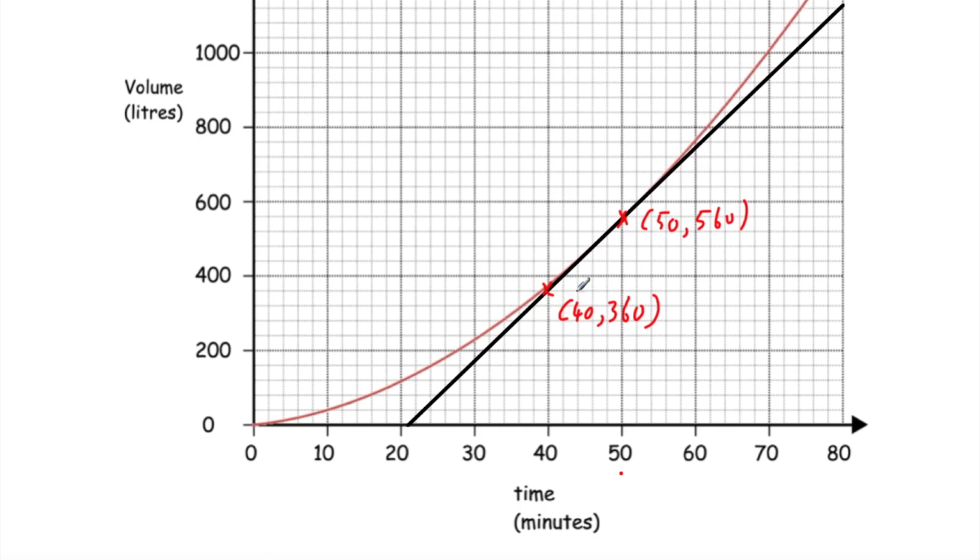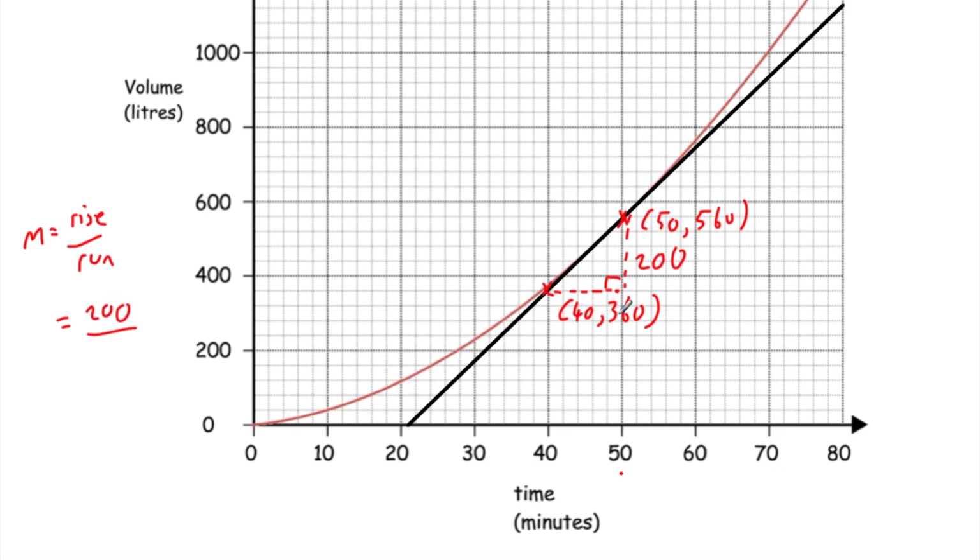So to work out the gradient of a line, I like to turn it into a little right angle triangle, and I like to do rise divided by run, because the gradient m is equal to the rise divided by the run. In terms of the rise, the graph goes from a height of 360 to 560, so it rises by 200.